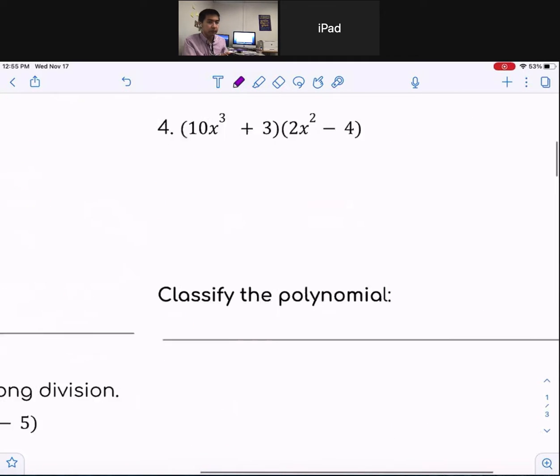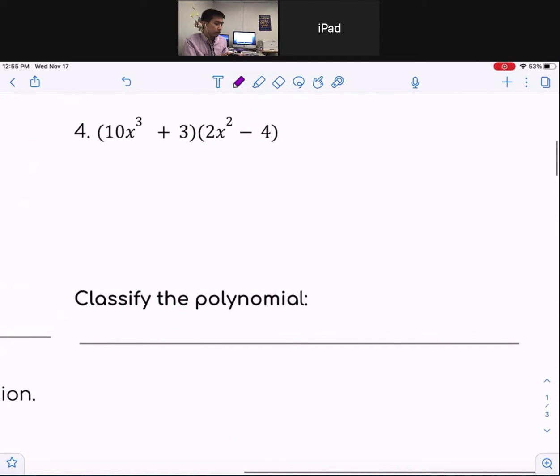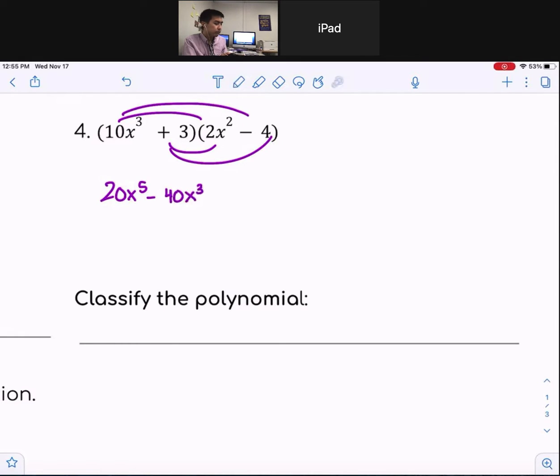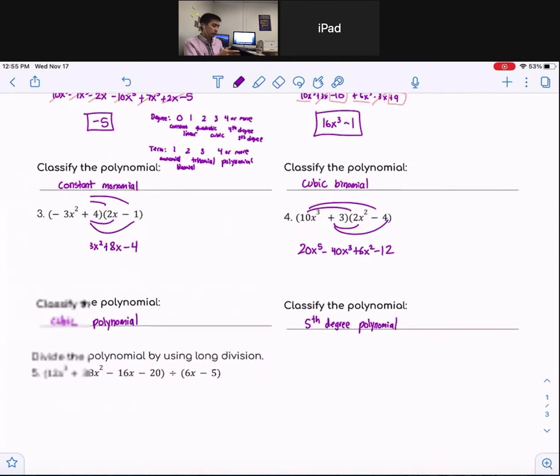Cubic polynomial. Number 4, distribute, because it's parenthesis and parenthesis. 10x to the third times 2x squared is 20x to the fifth. 10x to the third times negative 4, negative 40x to the third. 3 times 2x squared, 6x squared. 3 times negative 4, negative 12. Can't combine anything, so we have a fifth degree. How many terms? 4 terms, polynomial. Okay, so that's how you do the first 4.